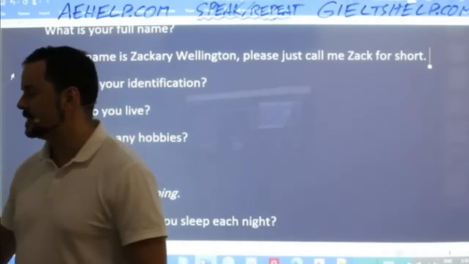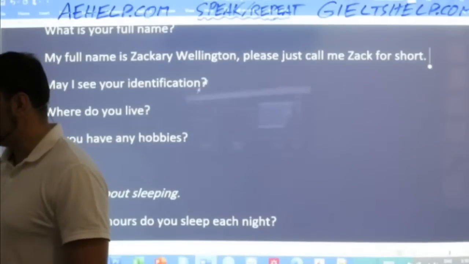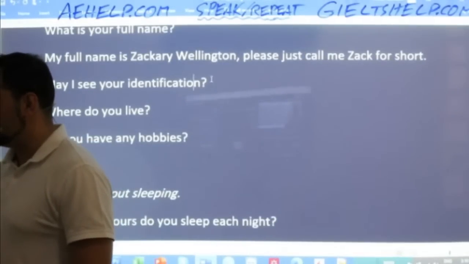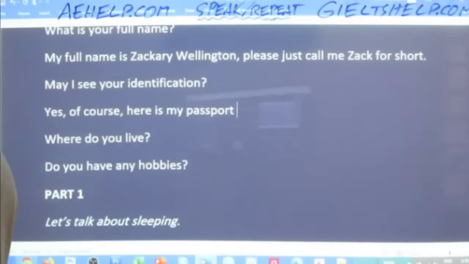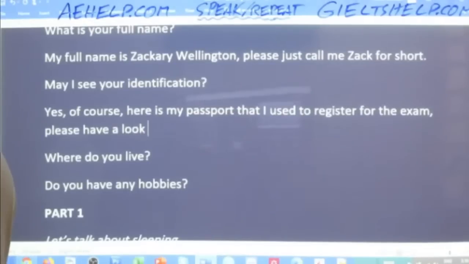Another way you could say it as well, Puneet, you're helping me think of a few other ways here, is yes, of course. Here is my passport that I used to register for the exam. Please have a look for verification. Okay.